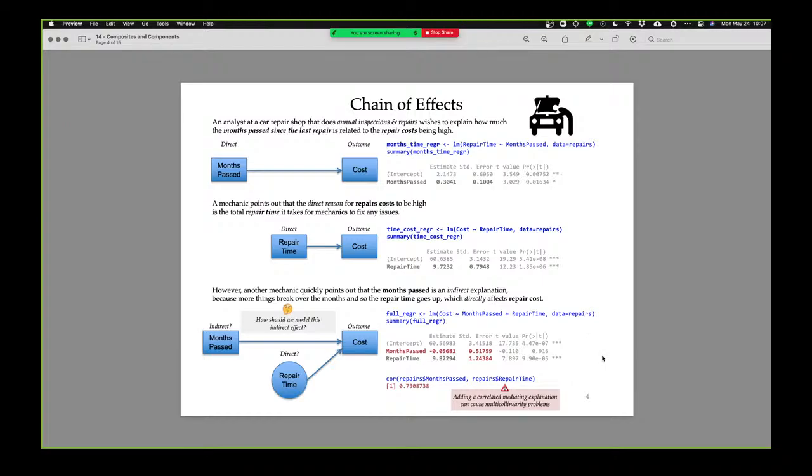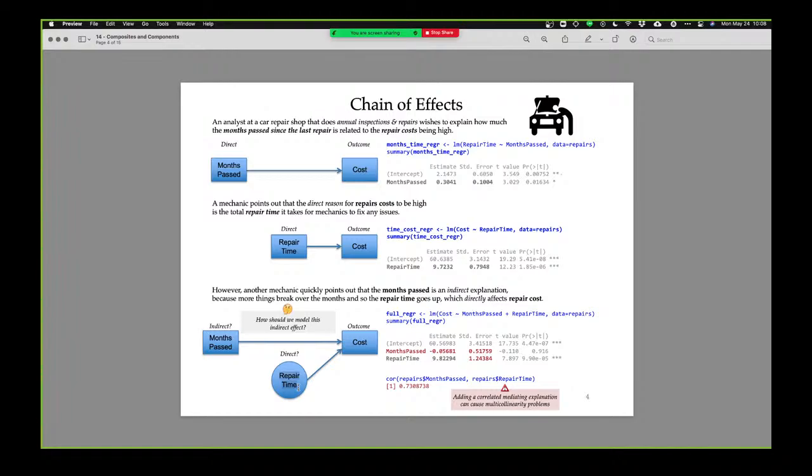And we don't want to drop it because, remember, the story the analyst wants to tell is that the number of months that have passed is what's increasing your cost. So we don't want to drop that variable because that is the variable we really want to explain to customers. However, if we model it by itself, we're ignoring the direct explanation of costs, the most obvious explanation, which is the repair time. So what can we do here?